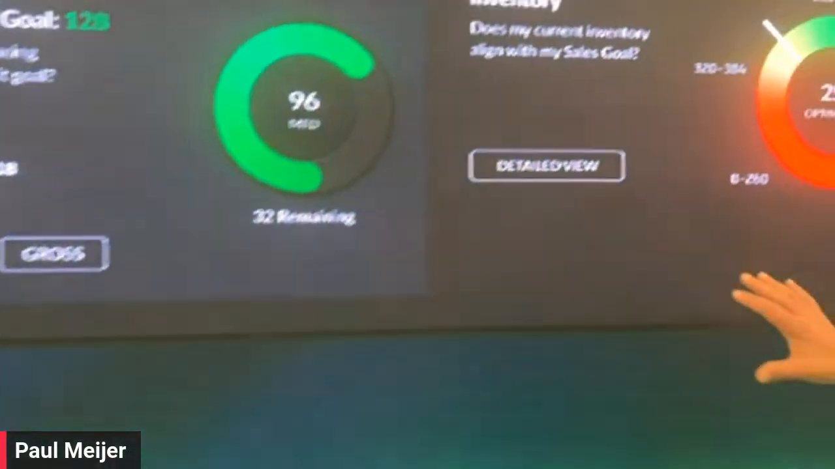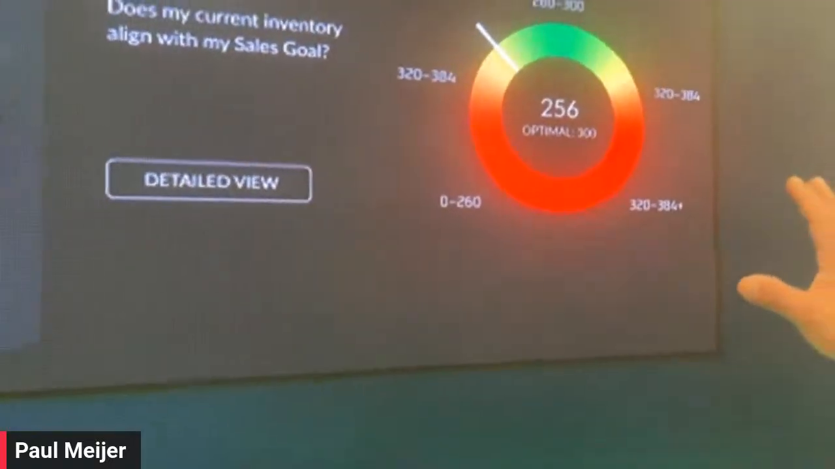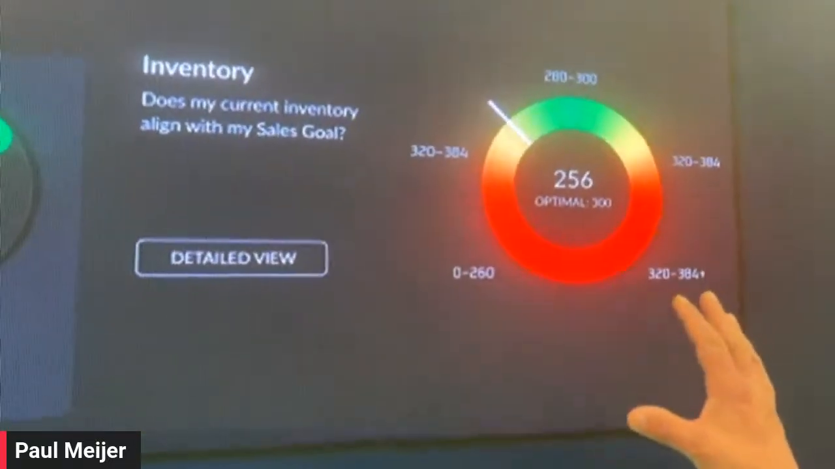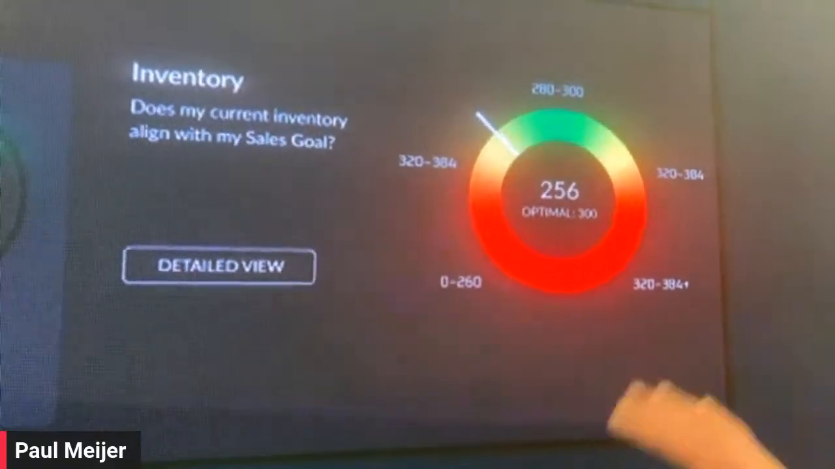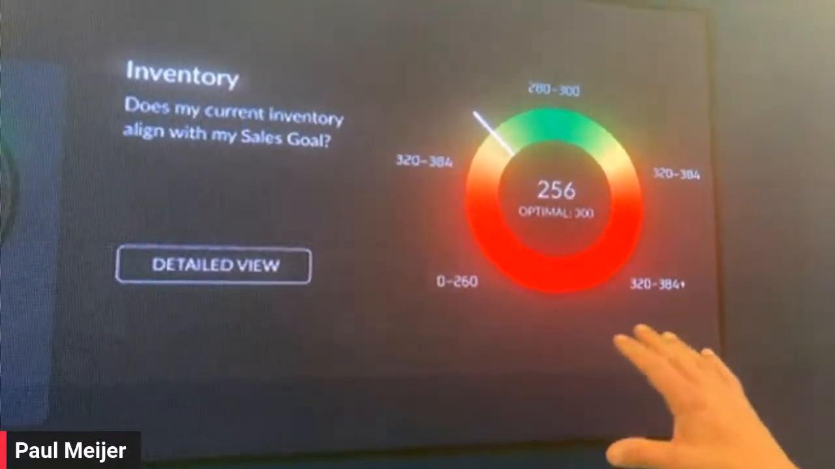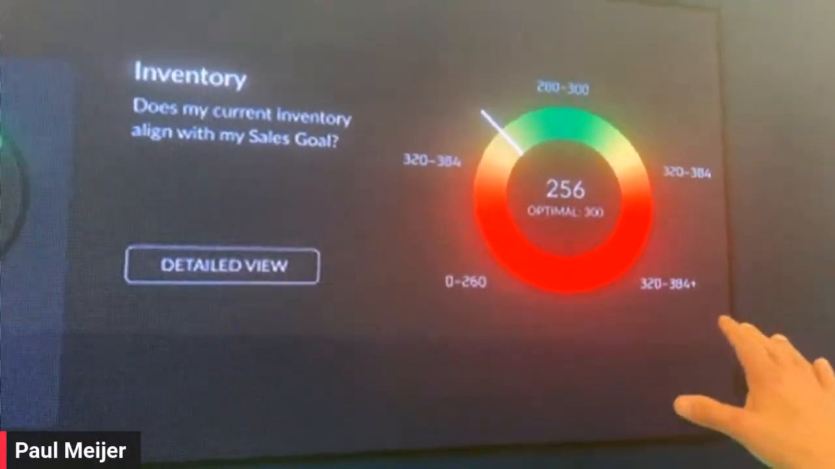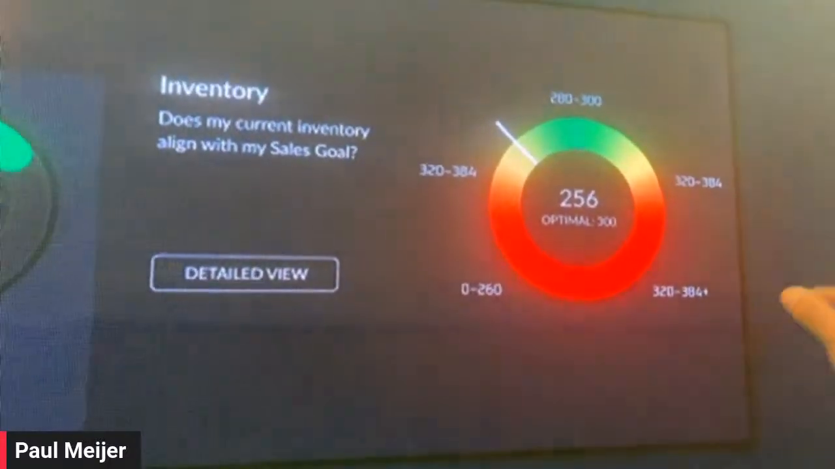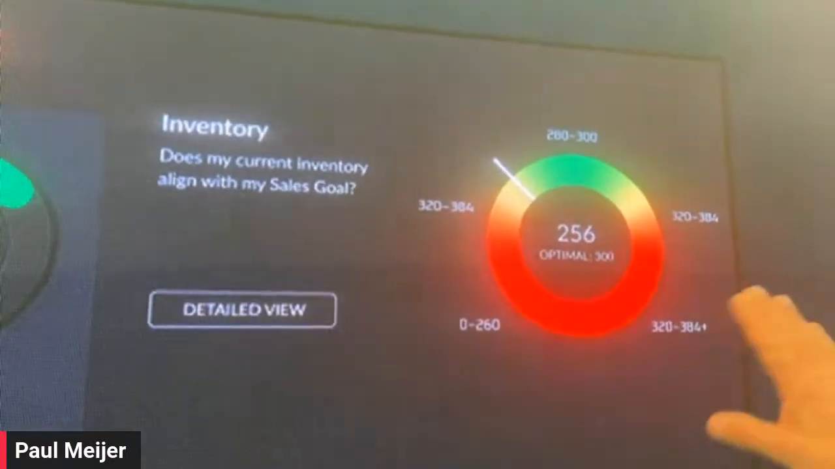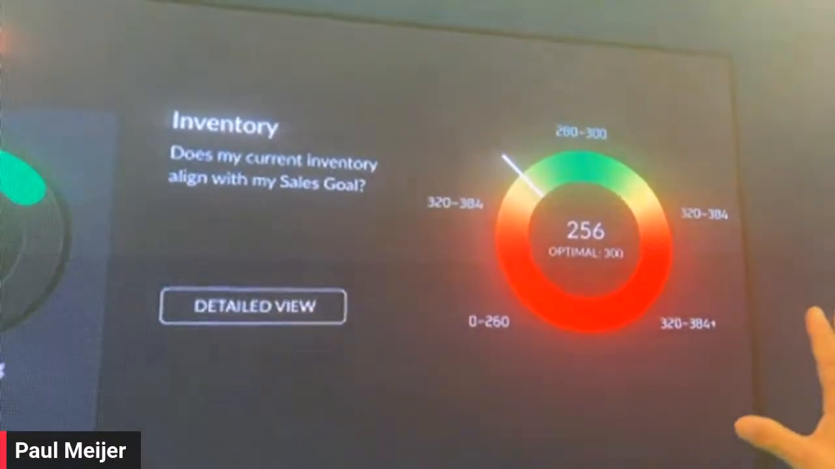Every week. And the other part of the main dashboard is how are we going to finish this month and start next month? We want to make sure that we don't forget about how we're going to start next month as we're trying to win this month. As you can see, the optimal number of inventory was 300. They're at 256, kind of on the low side. They're not in the red yet, but they're trending a little bit slow in inventory.